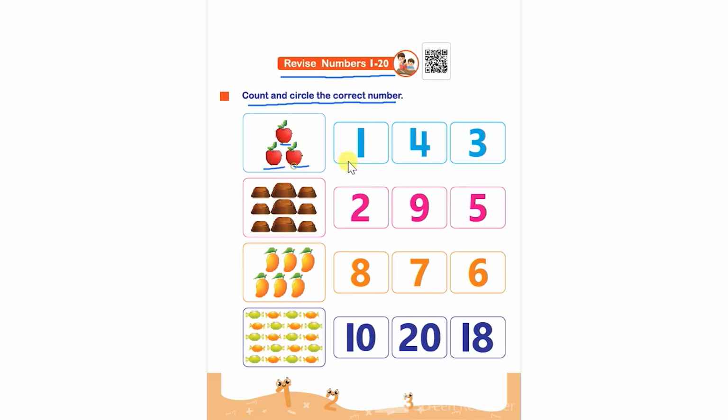So 1, 2, 3. So the child has to encircle the number 3. Then 1, 2, 3, 4, 5, 6, 7, 8, 9. So then they have to encircle the number 9. After that 1, 2, 3, 4, 5, 6 objects. So they have to encircle the number 6. And after that 1, 2, 3, 4, 5, 6, 7, 8, 9, 10, 11, 12, 13, 14, 15, 16, 17, 18, 19, 20. So they have to encircle the number 20 over here.